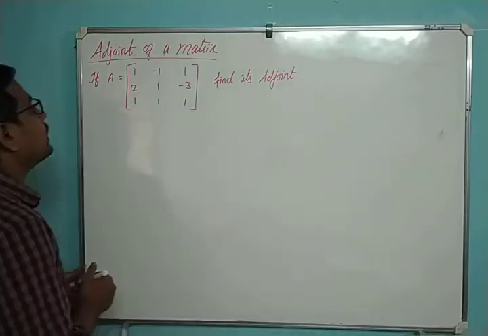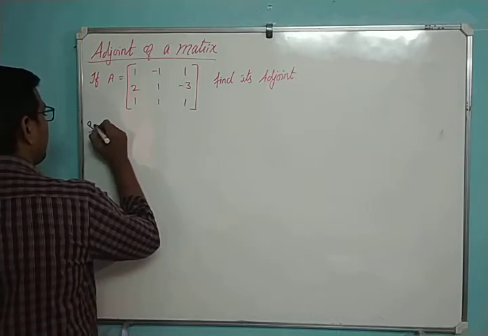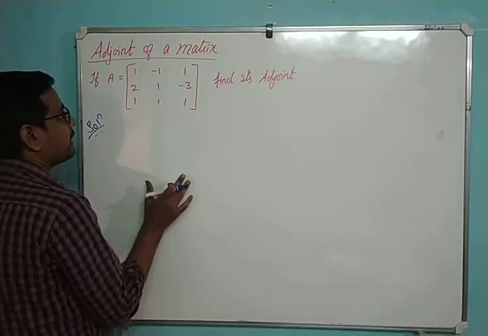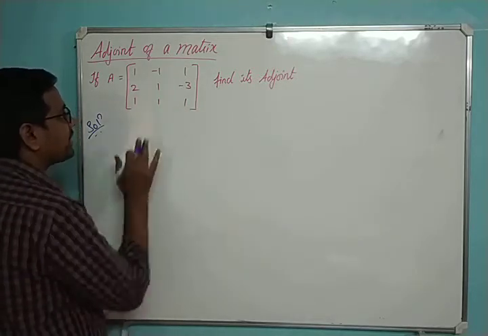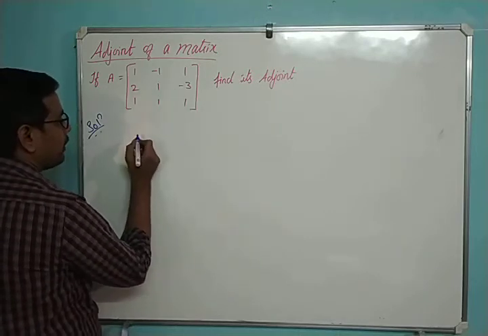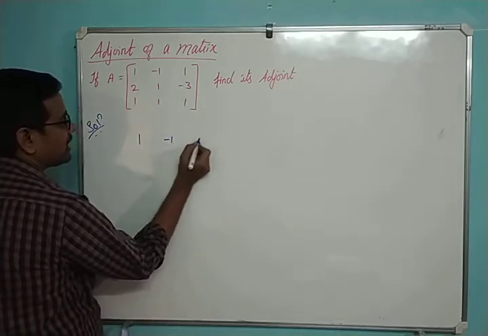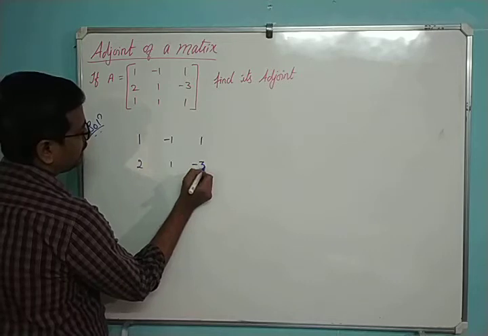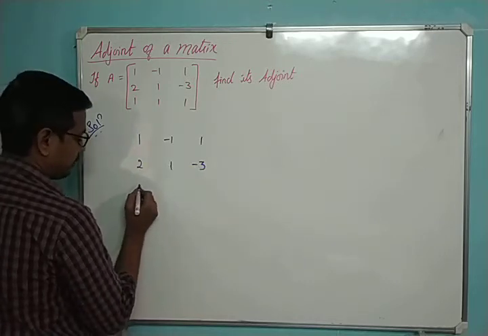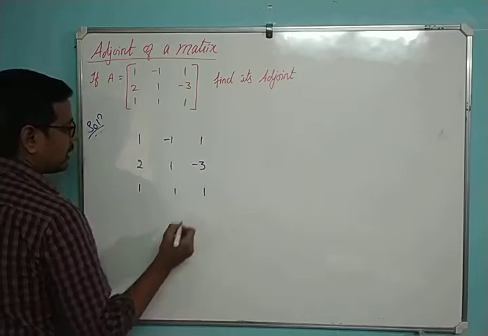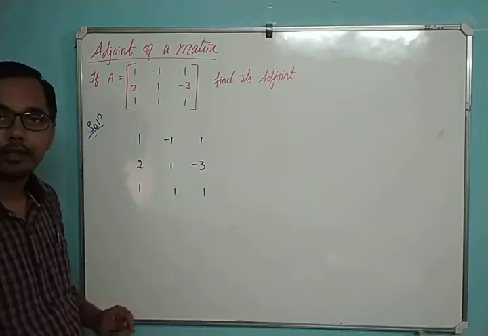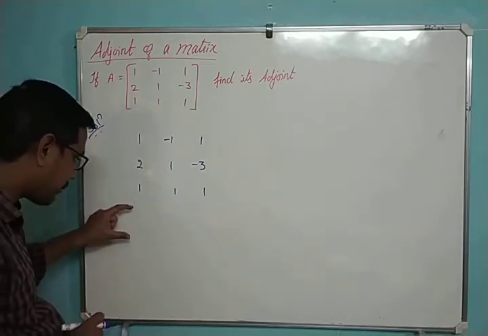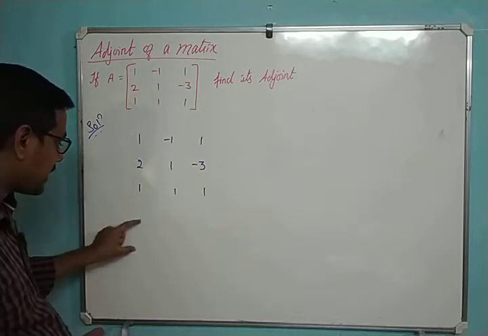So what was the trick? If A is this particular matrix, I should write this without the symbol: 1, minus 1, 1, 2, 1, minus 3, 1, 1, 1. So without the matrix notation, I will write this. The next step was to copy the first two rows and paste them here.